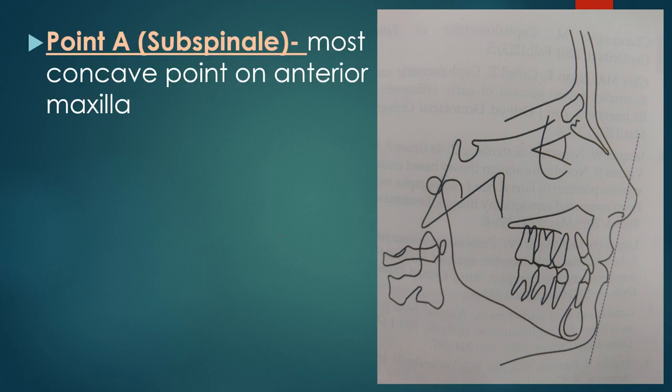Next is point A. It is also known as subspinale. It is the most concave point on anterior maxilla. Most concave point. This is anterior maxilla. And this is the most concave point. And it is represented as A. Capital letter A.